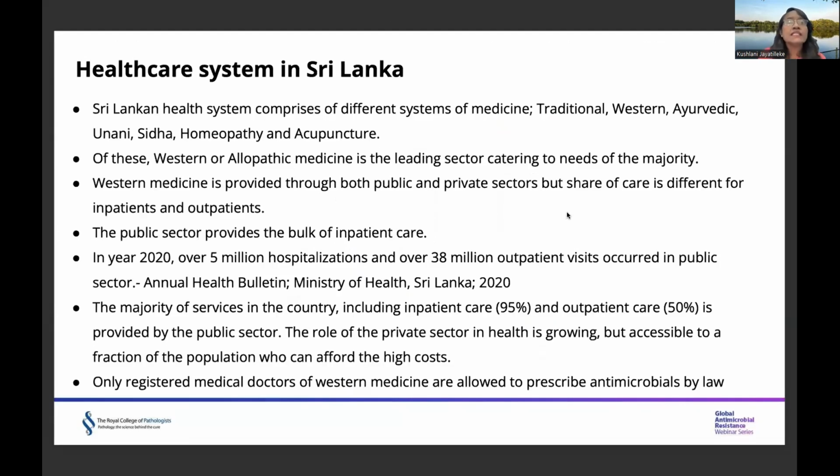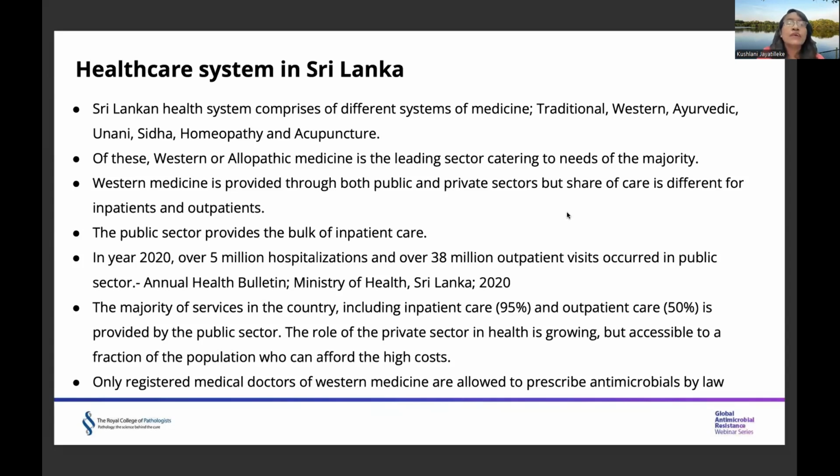So if you look at the healthcare system in Sri Lanka, it comprises different types of medicine, including the traditional Ayurveda and acupuncture and so on. But Western medicine is the leading sector catering for the majority. And it provides both public and private sector healthcare in the Western medicine field for inpatients as well as outpatients. And the public sector provides the bulk of inpatient care.